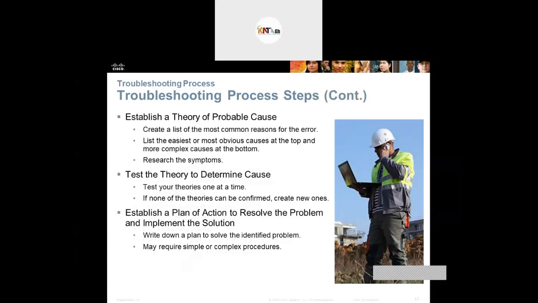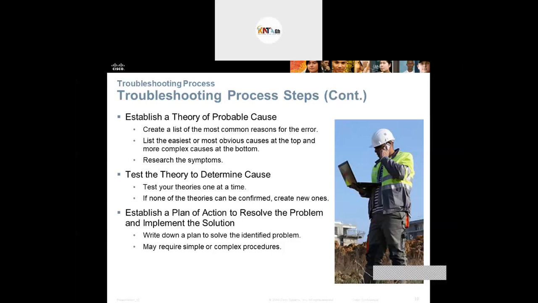The next thing to do is establish a theory of probable cause. A theory of probable cause means the probability that it will be this as opposed to that, and you need to be able to establish that. So you create a list of the most common reasons for a particular error, and you list the easiest or most obvious causes at the top and the more complex causes at the bottom. And then you begin to research the system and the symptoms.